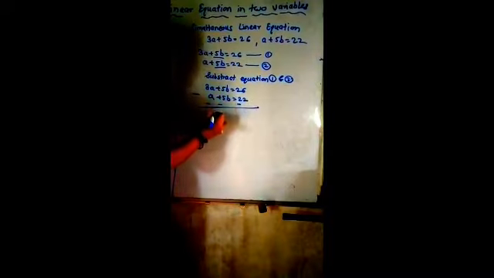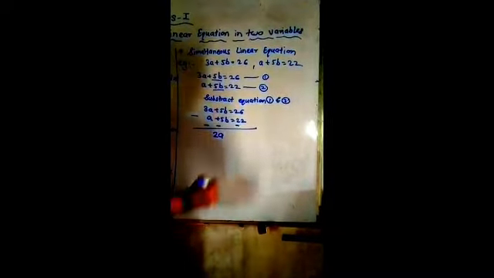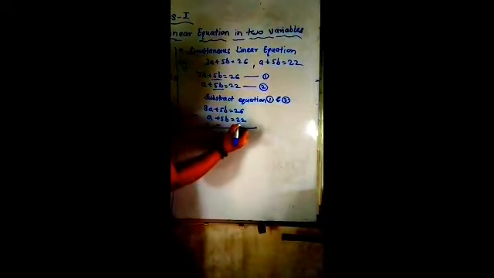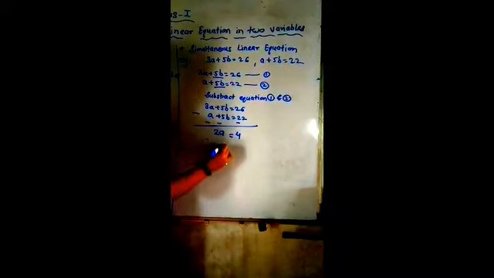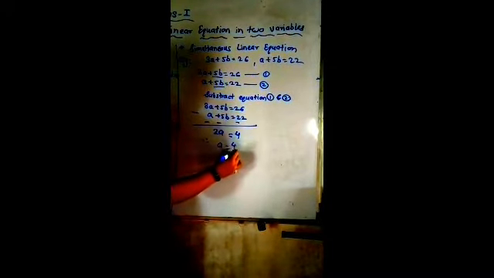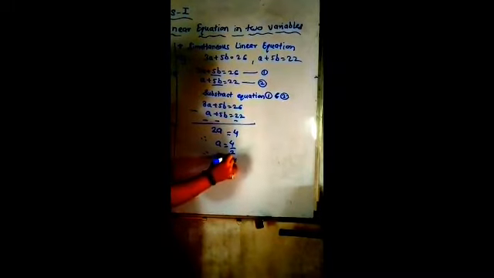3a minus a is equal to 2a, plus 5b minus 5b get cancelled. Then we get 26 minus 22 is equal to 4. Therefore, a is equal to 4 upon 2. Then we get the answer: a is equal to 2.